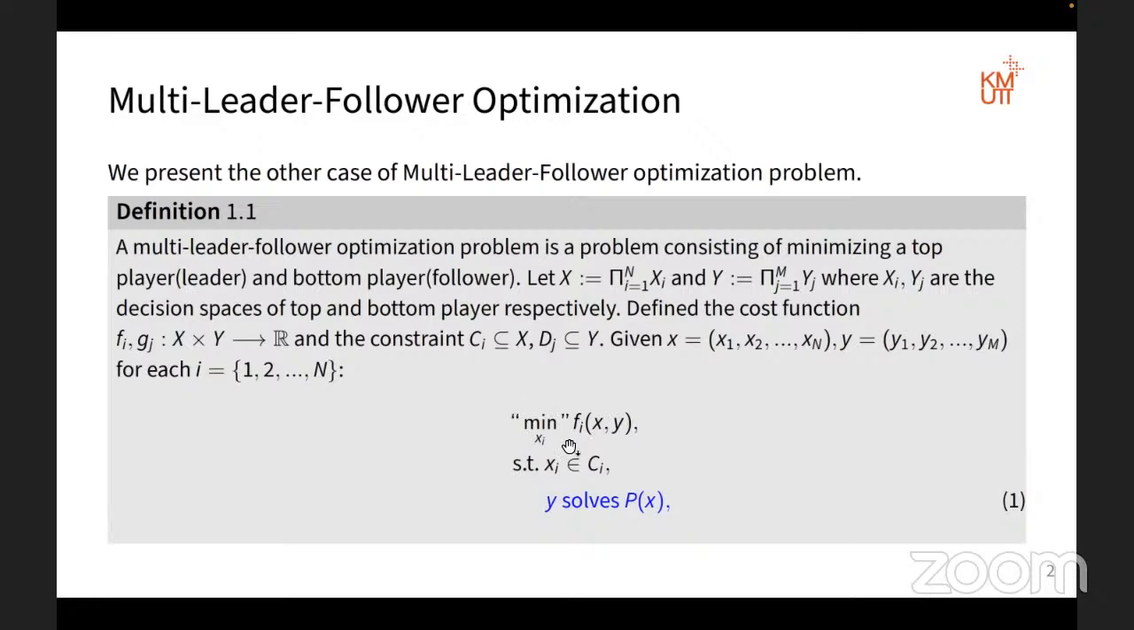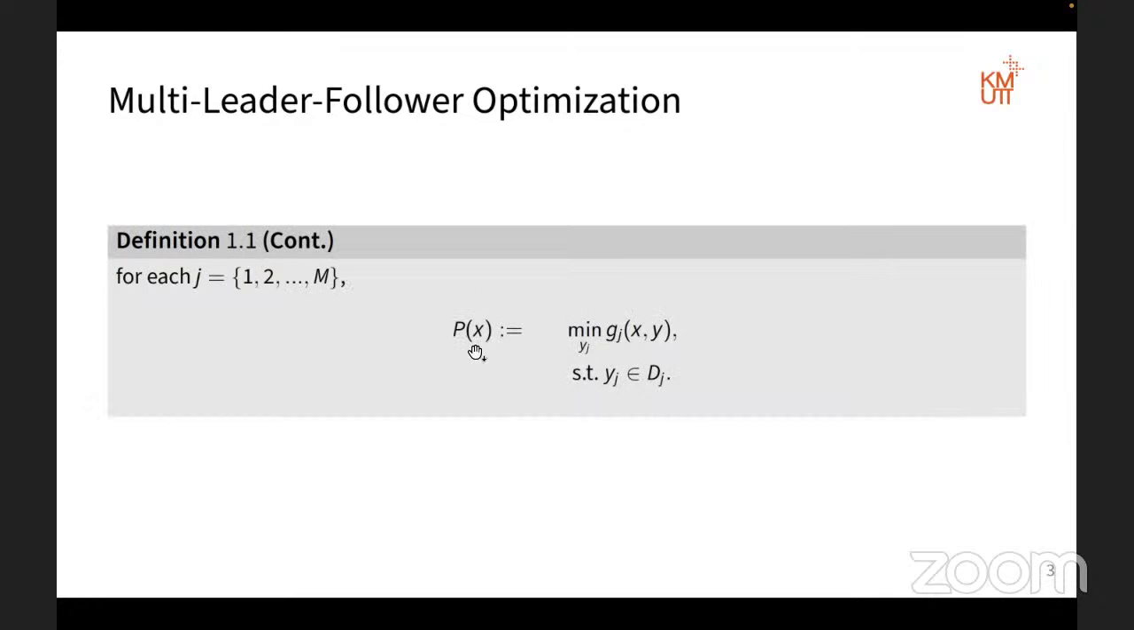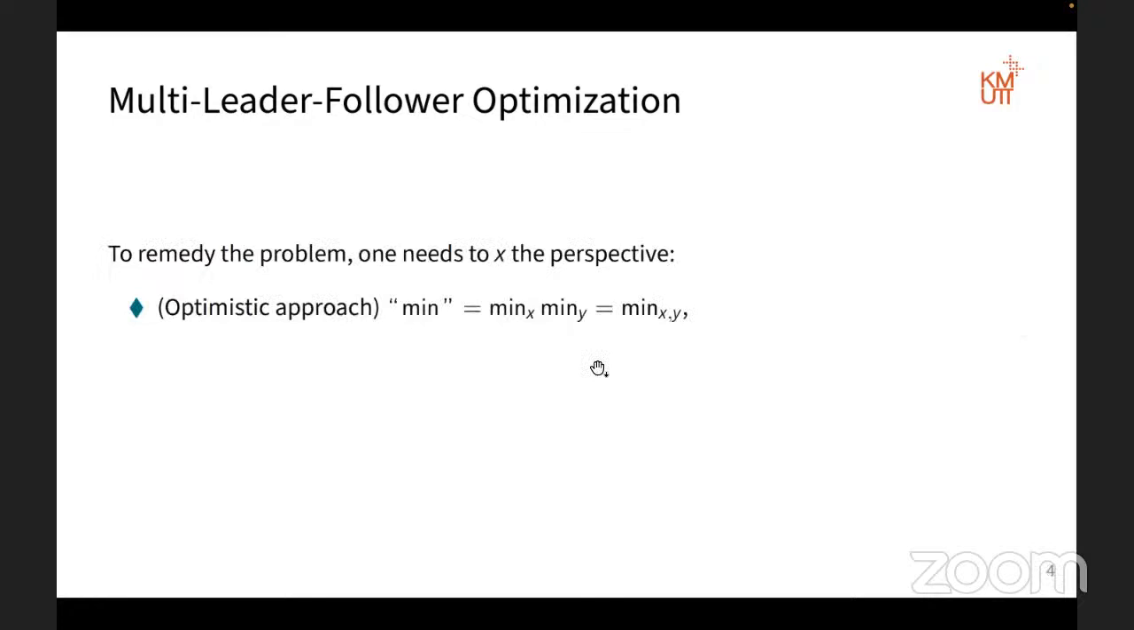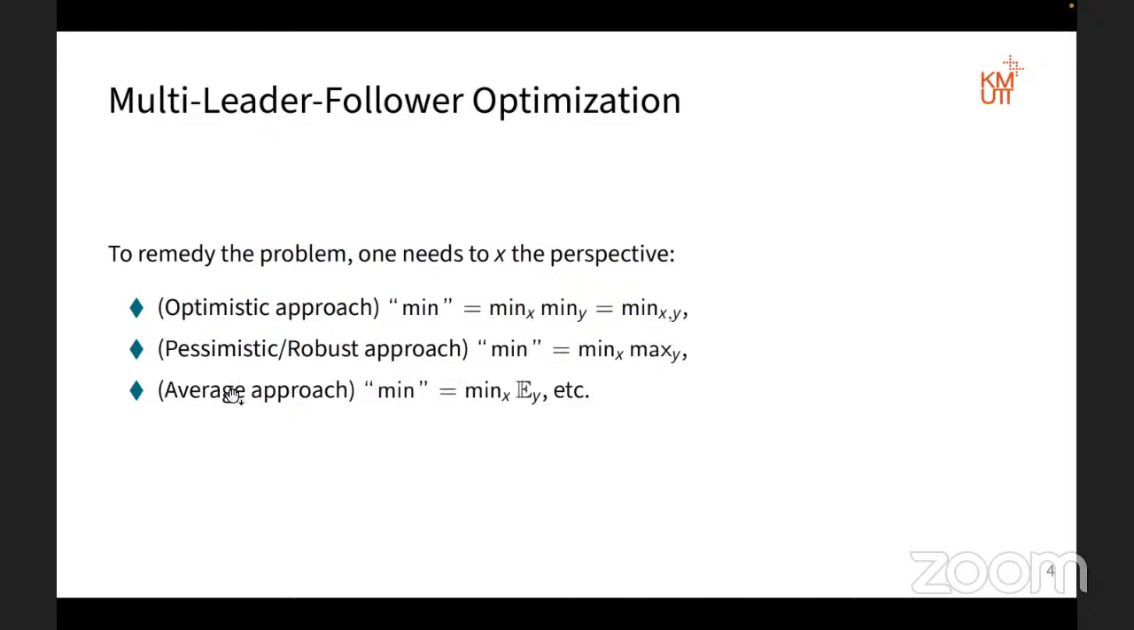So we come back to here. The argmin is not well defined if P(x) has more than one solution, so then we need to fix the perspective from here. You can set the argmin equal to min over x and min over y in the case of the optimistic approach. The next is the pessimistic approach, where you set the follower to the max over the solutions of the follower. And the next is the average approach, defined by this, where you use the average of the solutions of the follower.